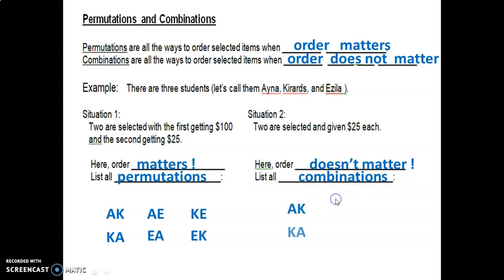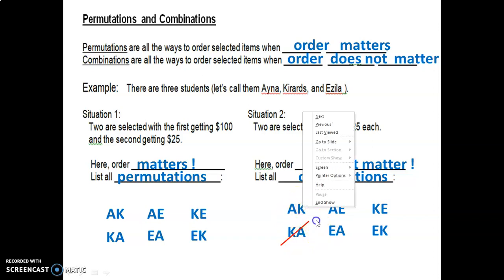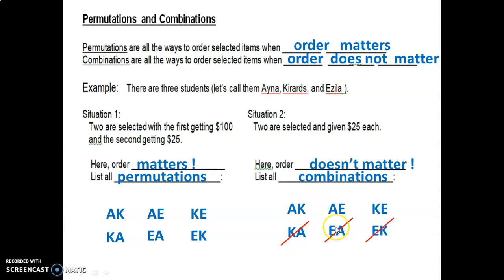In this case, we can say we have all the same possibilities, right? AK or KA, and then AE, EA, KE, and EK. However, this time order is unimportant. So if you look at this first pair, which again were the same two people, we're going to cross one out because the order is not important. So we only count that as one option. When you repeat the elements like that, it's only one option. And likewise, we cross this one out, this one, because when we have the same two, it really is considered the same thing. So only 3 combinations.